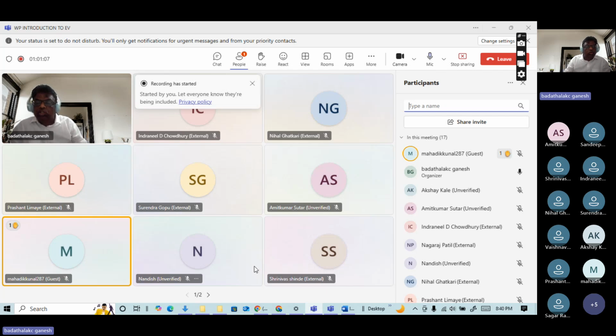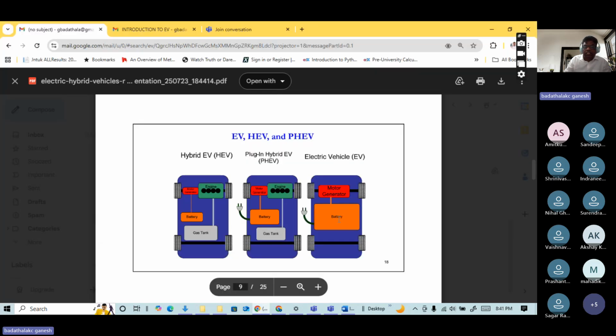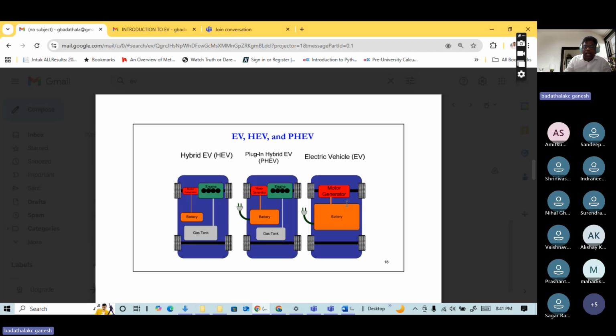So I will just show you the three types of electric vehicles. Then we will close the session with a doubt session for 5 minutes. I will just show you. So this is a basic electric vehicle. It has a battery and a motor generator. That's all. This is the hybrid electric vehicle.